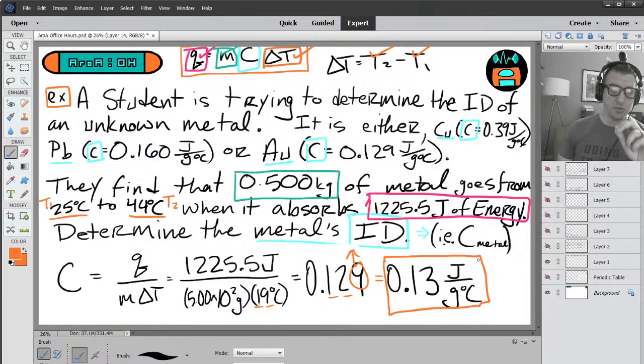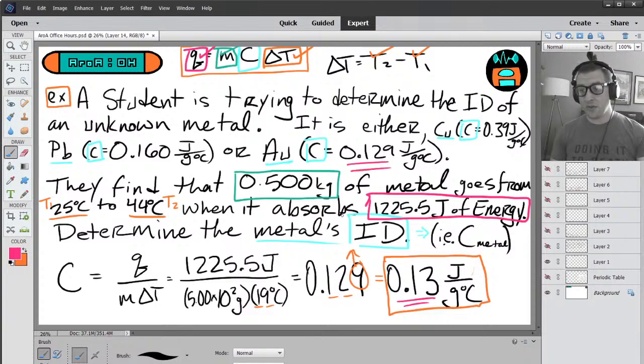that now we need to use to identify the metal. Now, when you look at it, none of them are an exact match, but you'll notice that our 0.13 is really the same value as 0.129. It's just rounded to a different number of sig figs. So that tells us this is a match, because 0.13 clearly isn't 0.39, clearly isn't 1.6. So the identity of our unknown metal is gold. All right, and that is that problem.